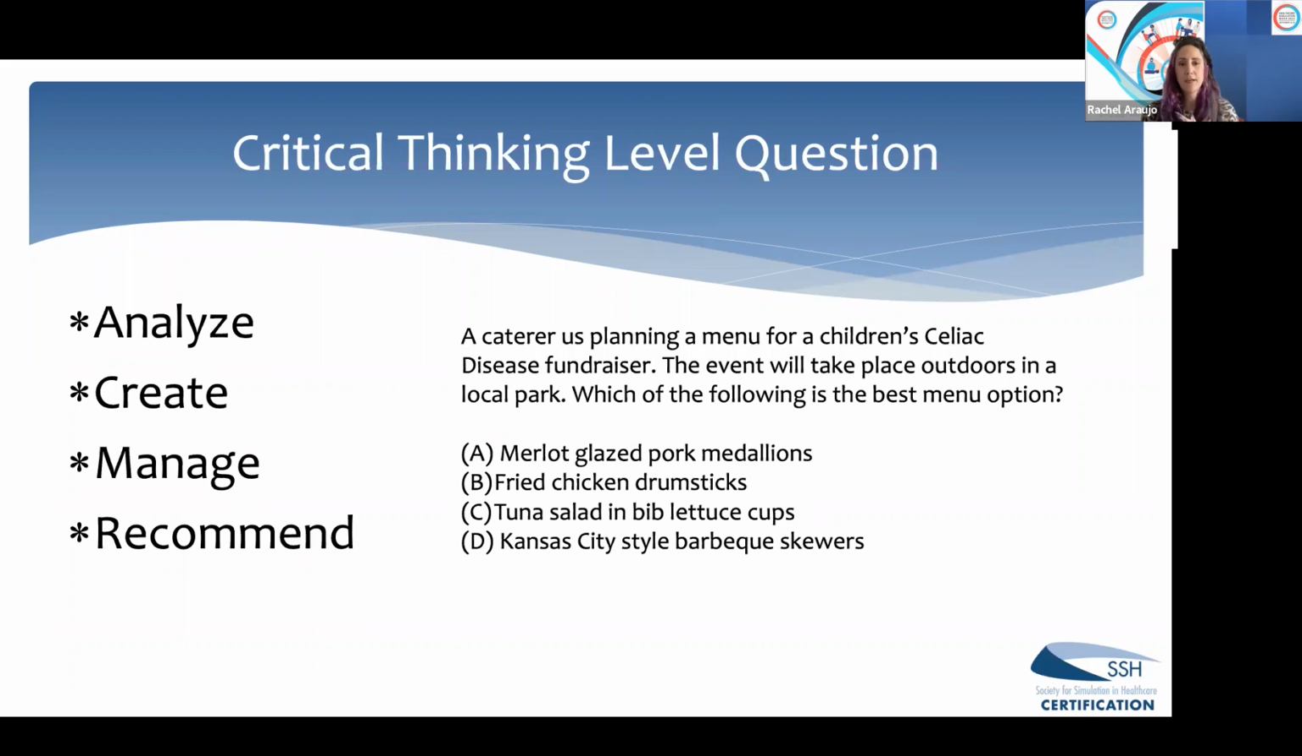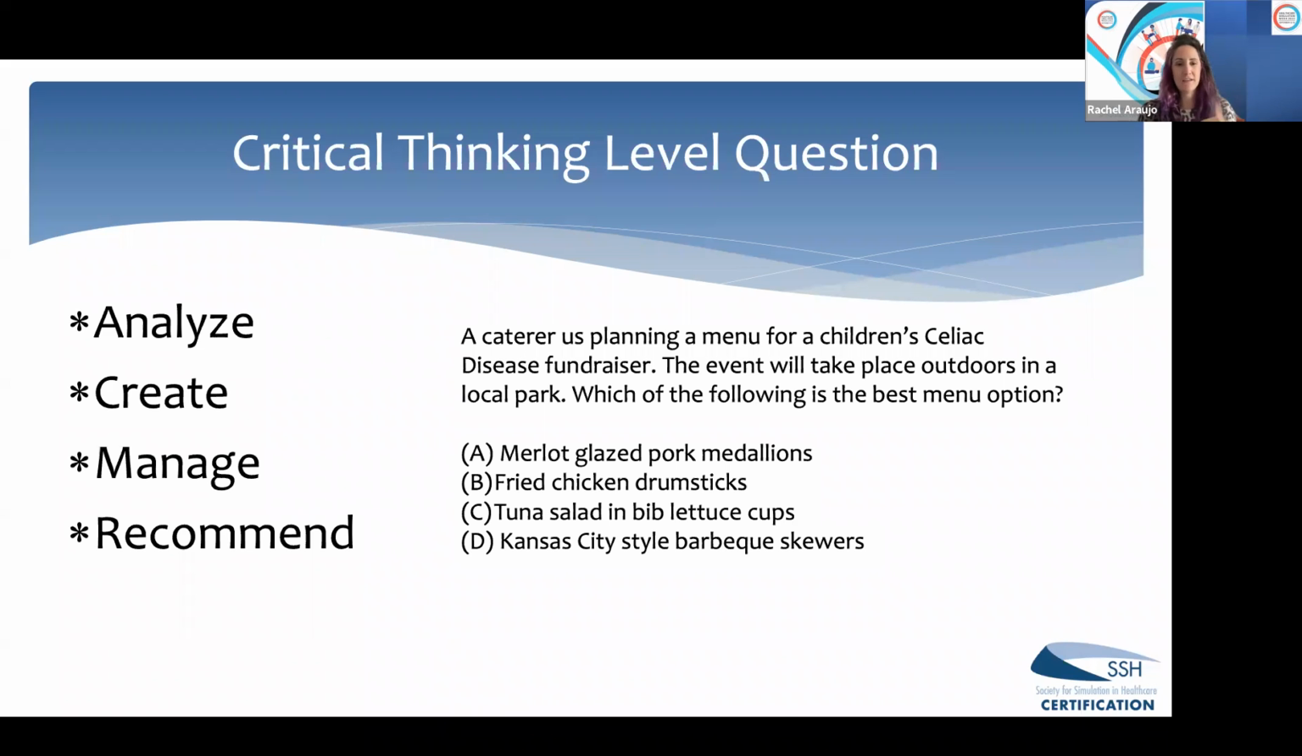So our example given here is we have a caterer who's planning a menu for a children's celiac disease fundraiser. This event will take place outdoors in a local park. Which menu option would be the best? So working through our options, Merlot glazed pork medallions, sounds delicious. Appropriate for children? Probably not. I don't know a lot of children who'd be like, yes, mommy, I want Merlot glazed pork medallions today, please. Right? Not gonna happen. So if it wasn't a children's event, option A might be the best.